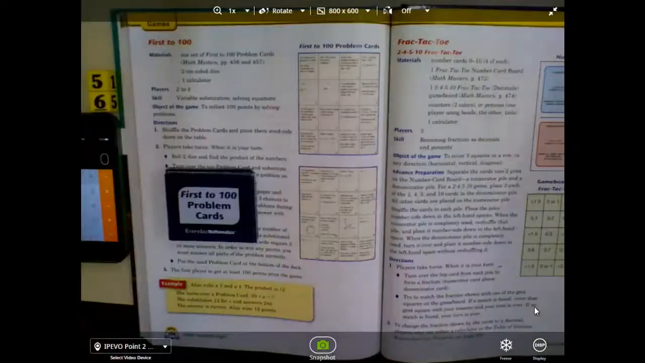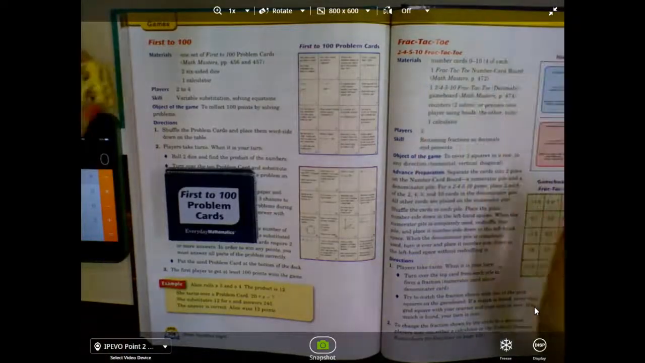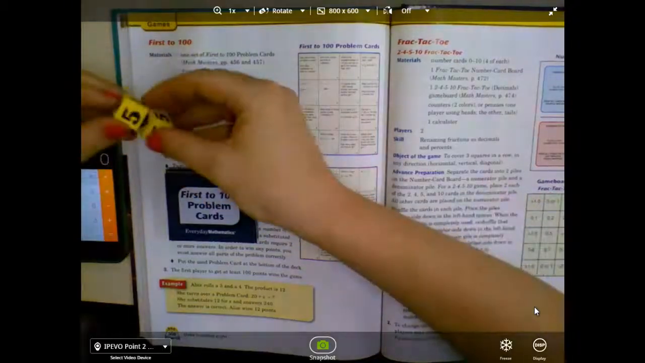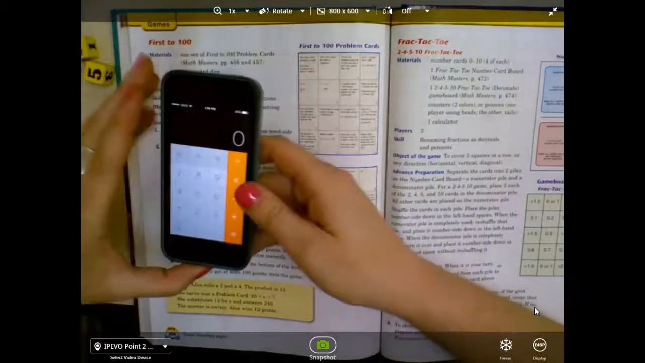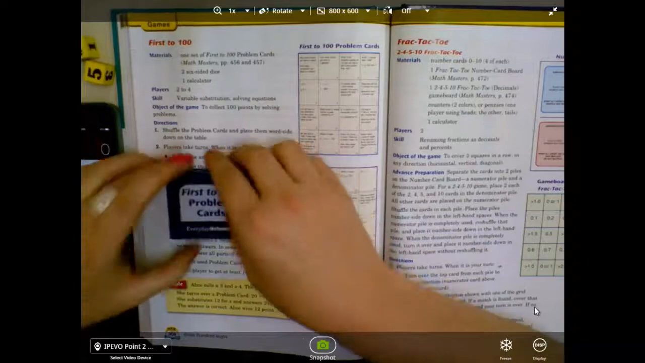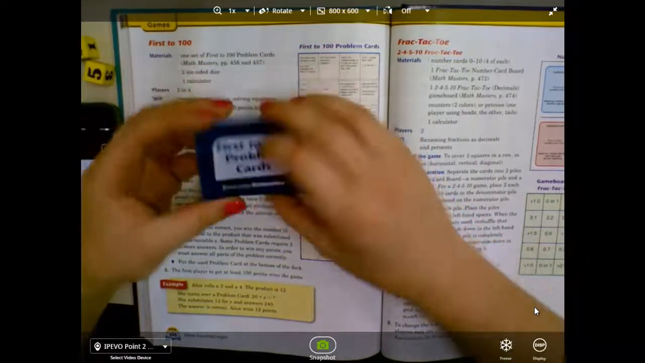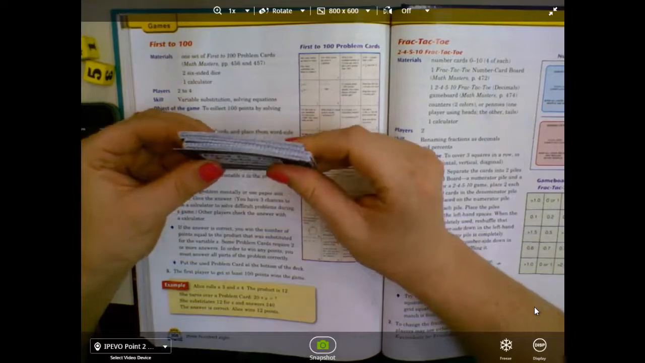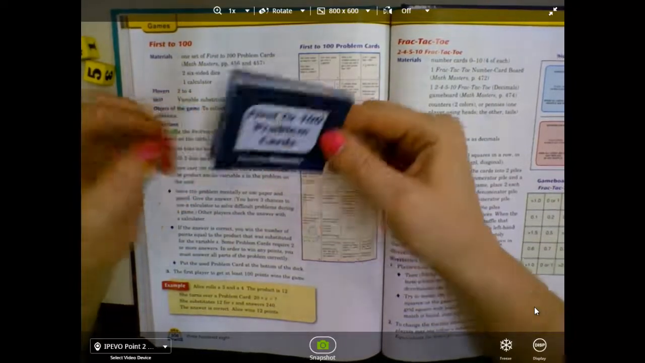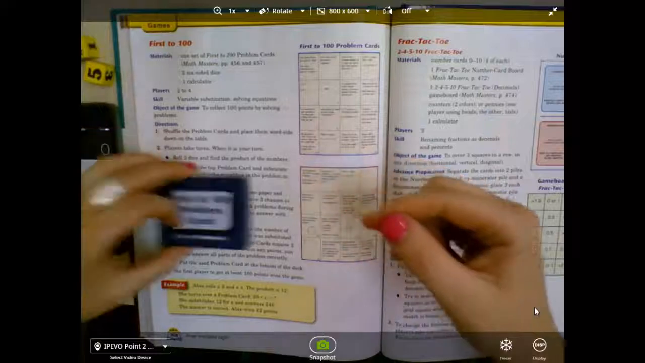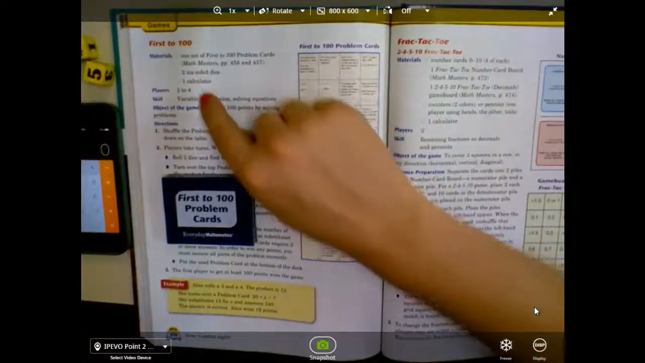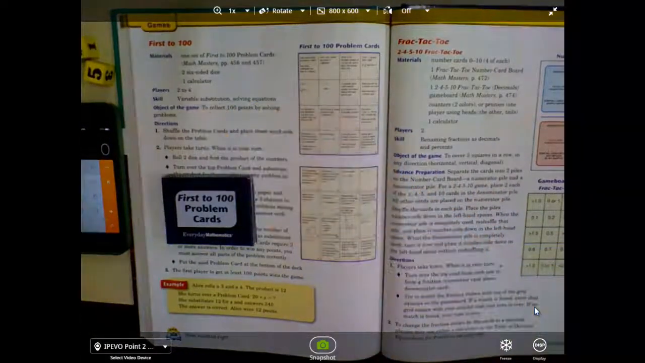So the tools you'll need to play this game will be 2 dice, 2 six-sided dice. You'll need a calculator to check your answers with your partner, and you'll need the set of First to 100 problem cards. It's one set of cards. They should already be punched out. Your teacher will give you one set of cards for a group. Now in this game, unlike some of the others that we've played, this game is for 2 to 4 people. So you could play with a partner, or you could play in a group of 3 or 4.